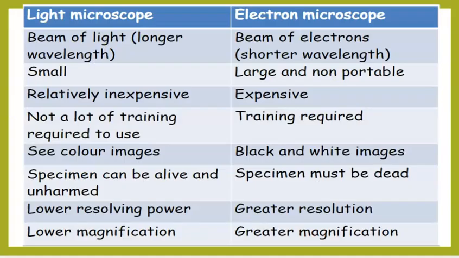Coming to the differences now between the light microscope and the electron microscope. The basic difference first is this uses light, this uses electrons. And the light microscope is relatively inexpensive. It doesn't need much training. Electron microscopes are expensive, they're large, you cannot carry them from one place to the other easily. They require training to use them.